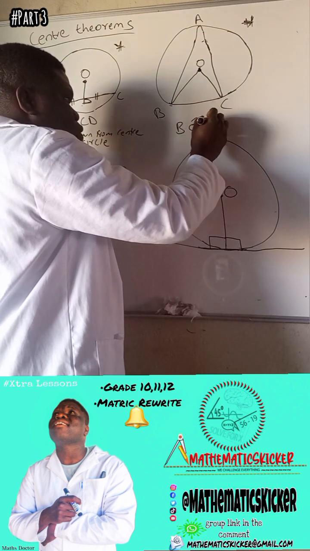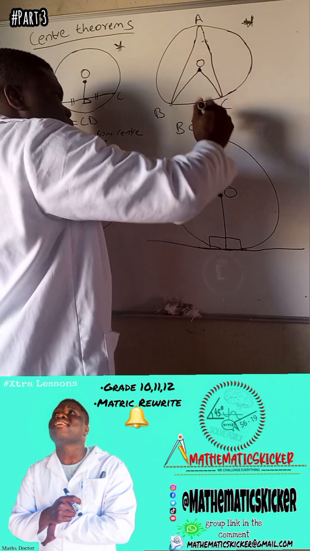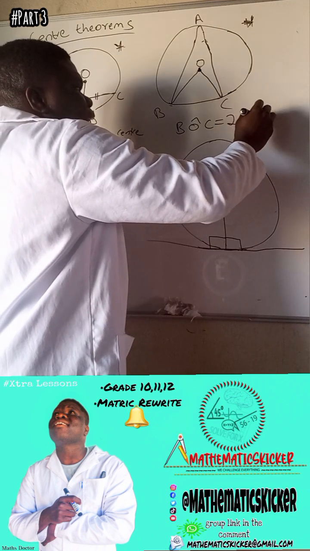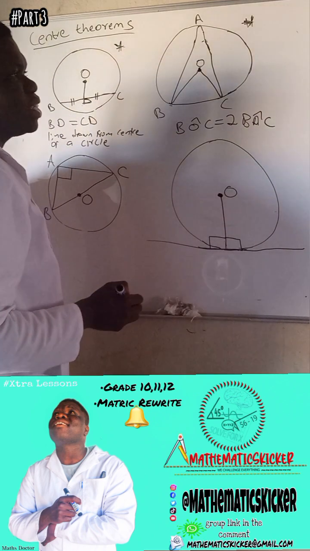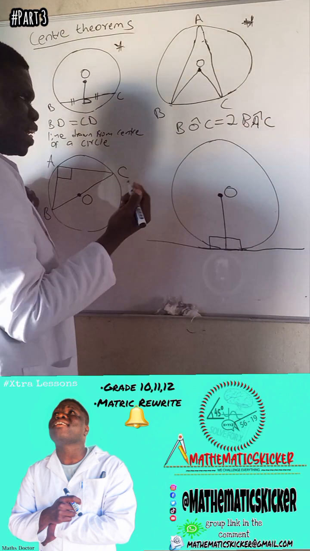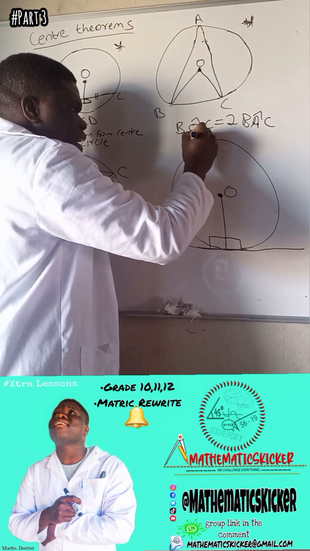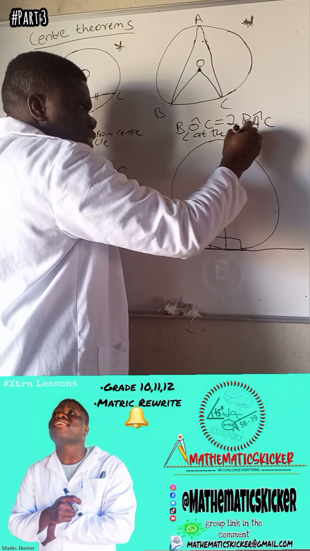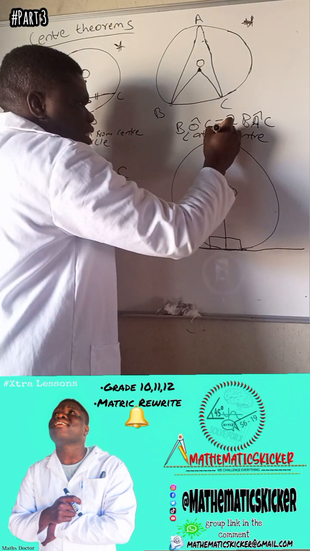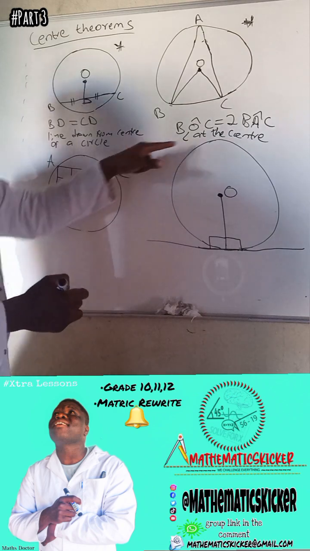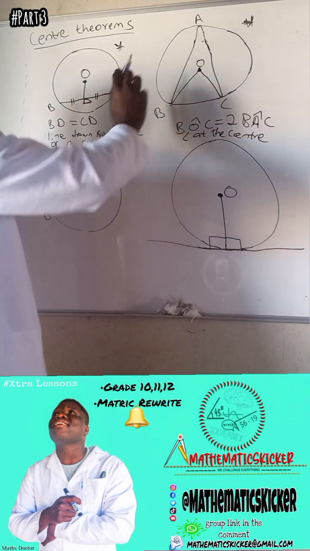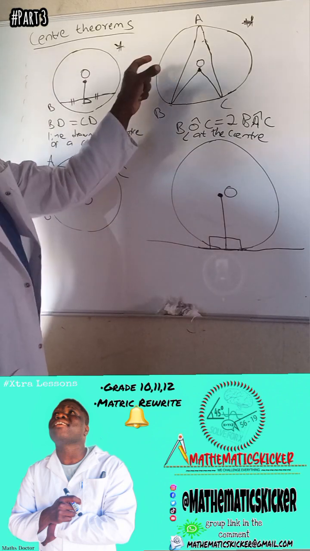Angle BOC is 2 times angle BAC. Then the reason is angle at the center twice angle at the circumference. You can just write angle at the center. You understand that angle at the center is twice the angle at the circumference. This is the angle at the center. That's the reason to prove this theorem. We'll be proving this theorem and this one later.